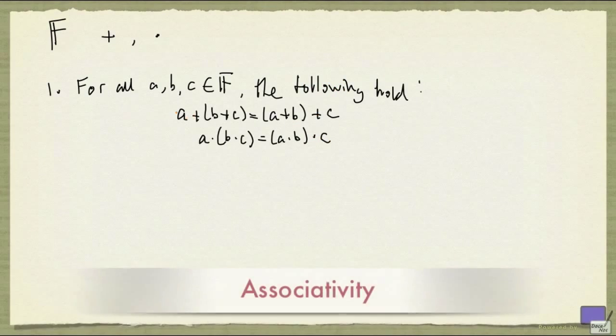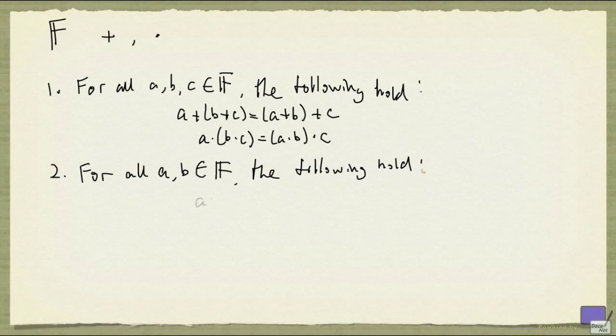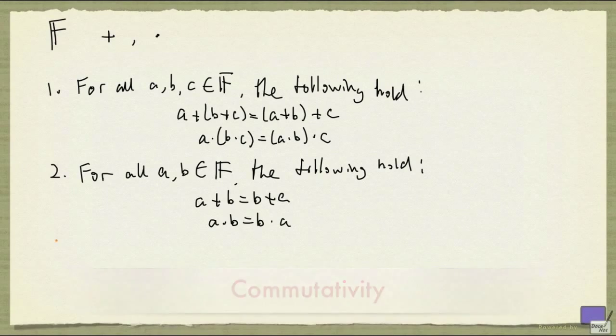If we take any three elements A, B, and C, the following must hold. The first property is usually known as associativity of addition, and the second one is associativity of multiplication. And if you take any two elements A and B, the following must hold. A plus B is the same as B plus A, and A times B equals B times A. The first one is called commutativity of addition, and the second one the commutativity of multiplication.